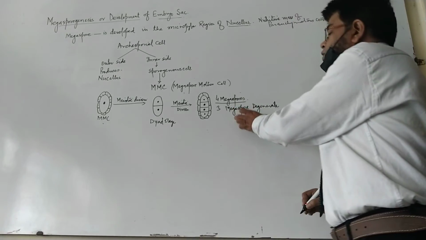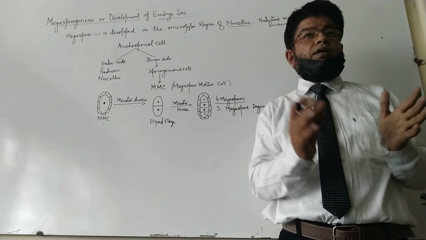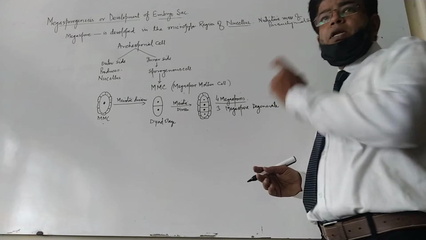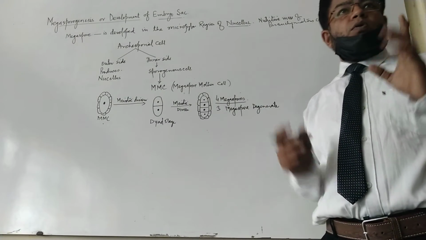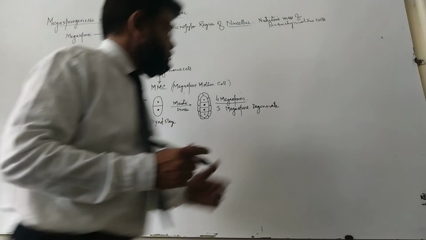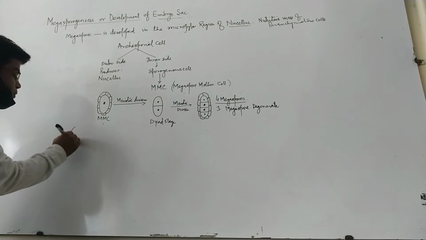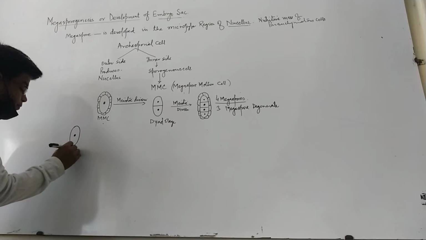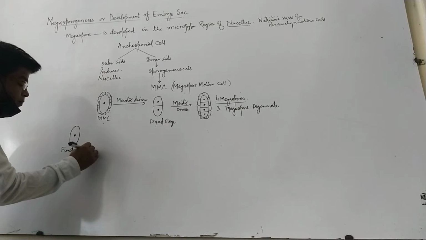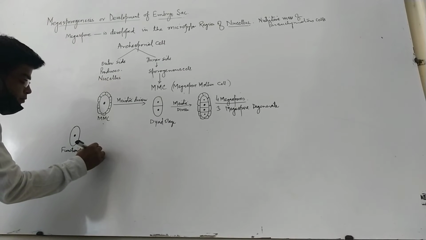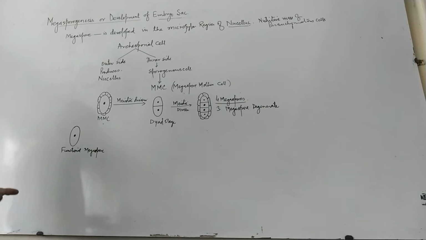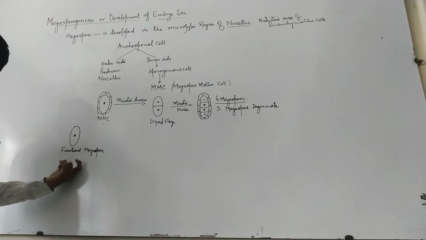These 3 will degenerate, they will disappear, dissolve, be consumed, and only one megaspore remains. Only 1 megaspore remains in the process. So this is the functional megaspore, and the development of this embryo sac or female gametophyte will take place from this one single functional megaspore.